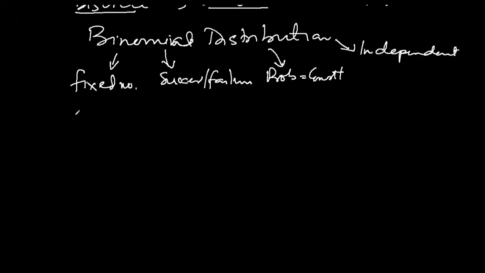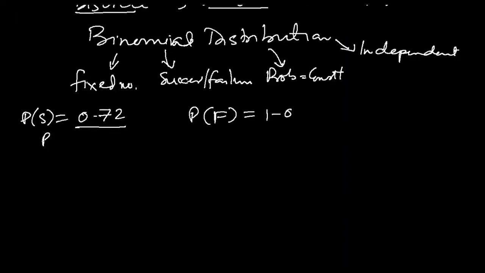So if I want to take an example, my success rate of having a strike in a bowling alley is 0.72, which means 72% of the times I hit a strike, meaning I knock down all 10 pins. So this becomes the probability of success, P. Probability of failure, in that case, will be 1 minus 0.72, which is 0.28. We call it Q.